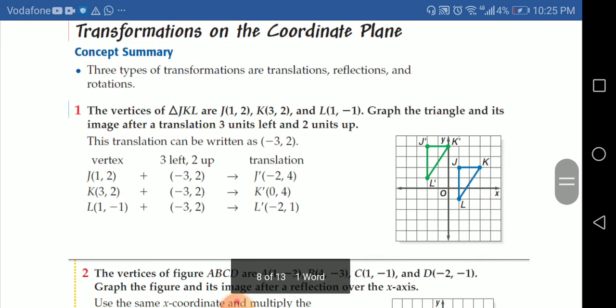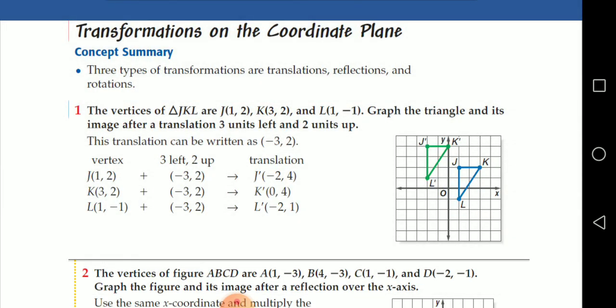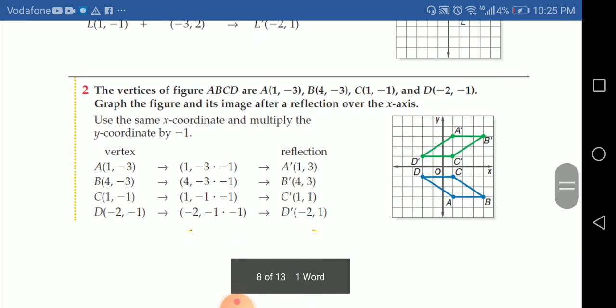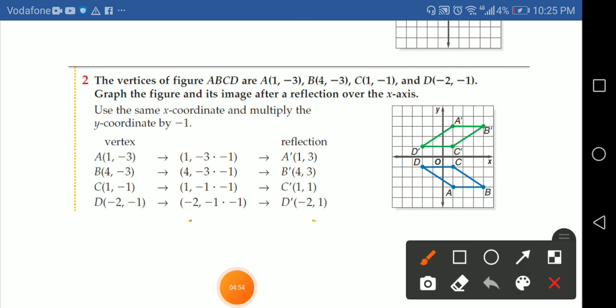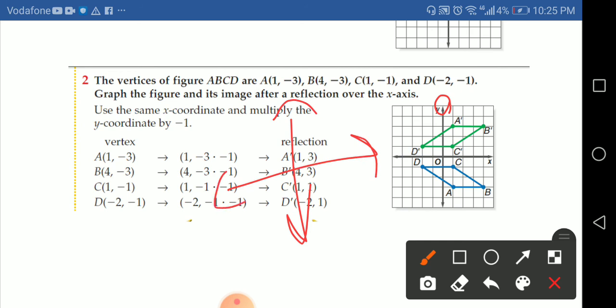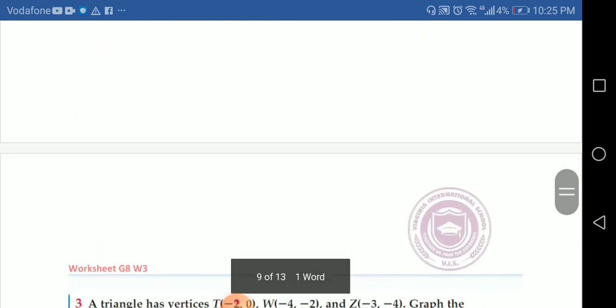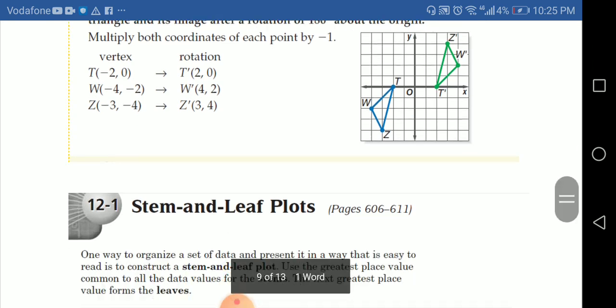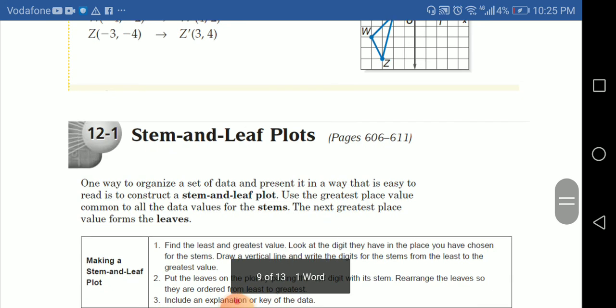So remember well, my dear students, this is very important. I have here for the translation, okay, I will give you the rule. And for the reflection, if the reflection is on the x-axis, I'm going to multiply the y coordinates by negative 1. Or if the reflection is on the y-axis, I'm going to multiply the x coordinates by negative 1. What about the rotation here, 180? So I'm going to do what? I'm going to multiply both by negative 1, the x coordinate and the y coordinate.